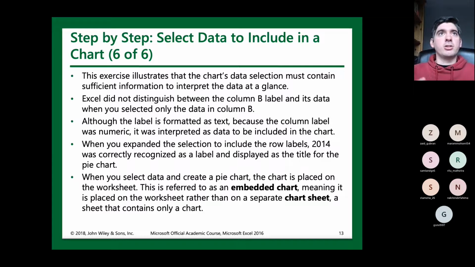So this little exercise illustrated that the chart's data selection must contain sufficient information to interpret the data at a glance, and it didn't distinguish between the column B information and the data that you were looking at and actually wanted in column B. It included the total, it didn't get the labels right, it didn't get the title right. So the automatic selection thing isn't overly reliable, but it's a good starting point. It creates the chart for you to then correct it. It's a bit like it's easier to start with a really badly written essay and then modify it a little bit to make it better than start trying to write just an excellent essay to start with.